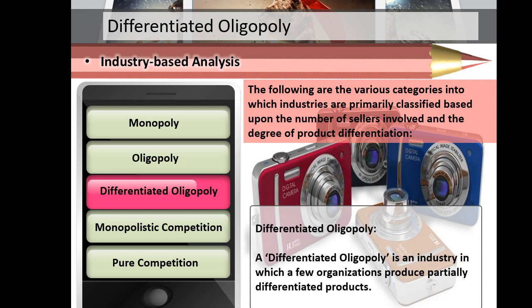So differentiated oligopoly is an industry in which a few organizations produce partially differentiated products. Just a few organizations produce products that you can't say are different, but they are somewhat differentiated, maybe in terms of products, maybe in terms of services. Let's use service industries, let's say, oil companies. So people who render health and safety services or who render maintenance services. This is where our mind can quickly take us to.